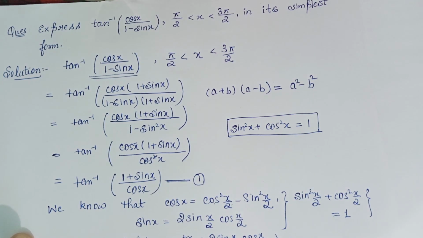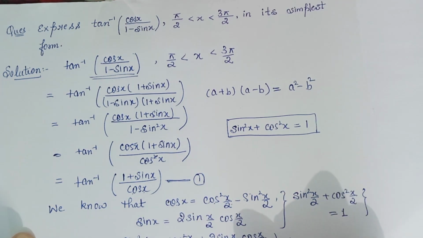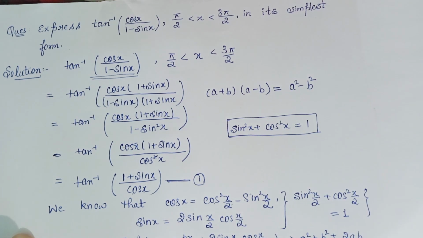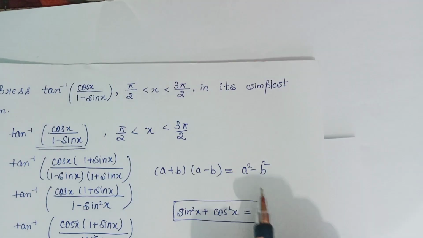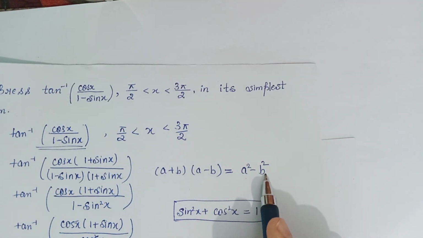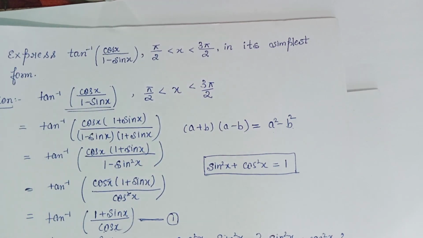Now here we can see that it is of the form a square plus b square plus 2ab. So we can write it as a plus b whole square. And this has taken the form a square minus b square, so we will write it in the form a plus b into a minus b. Now let's solve further.